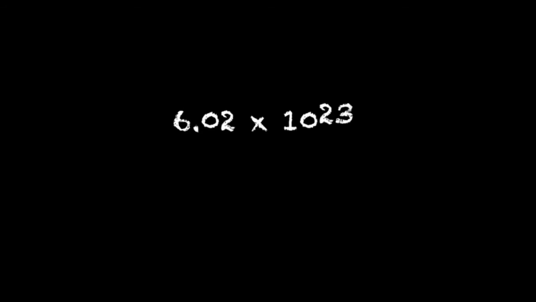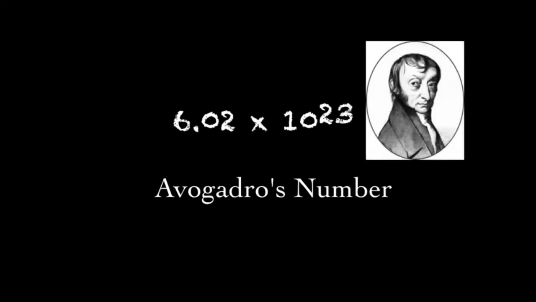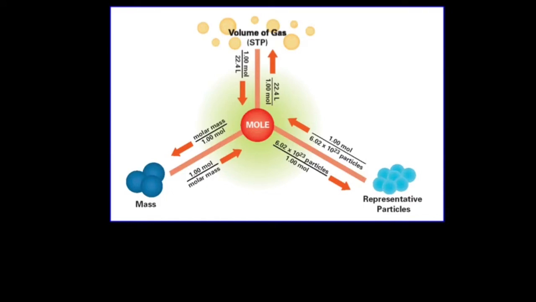The mole is also known as Avogadro's number. Amedeo Avogadro was an Italian chemist, and he did a lot of work with gases that helped people come up with the number of the mole, though he didn't come up with it himself. So we can use the mole for many things in chemistry.